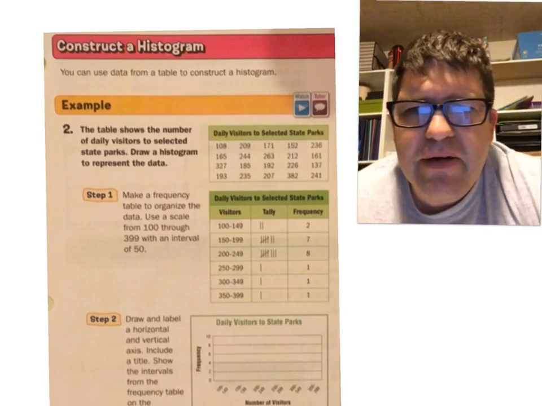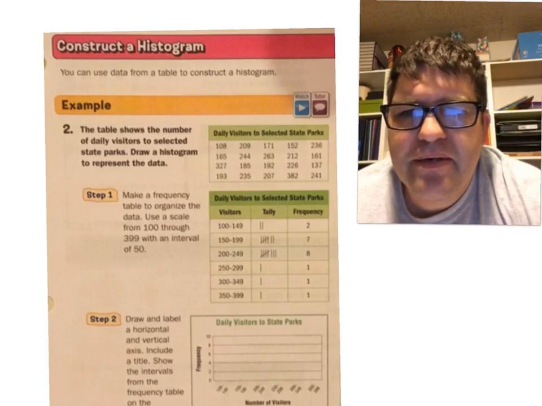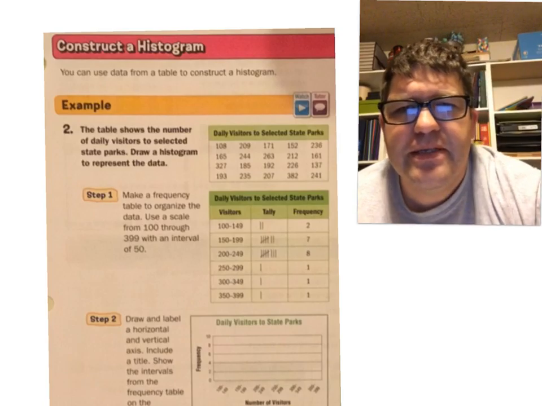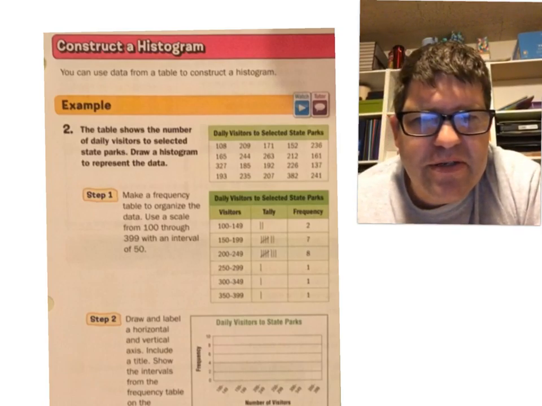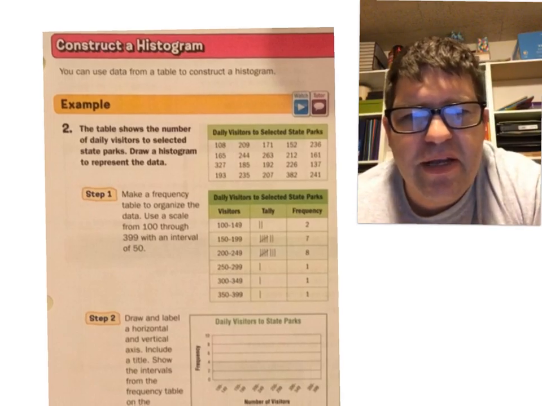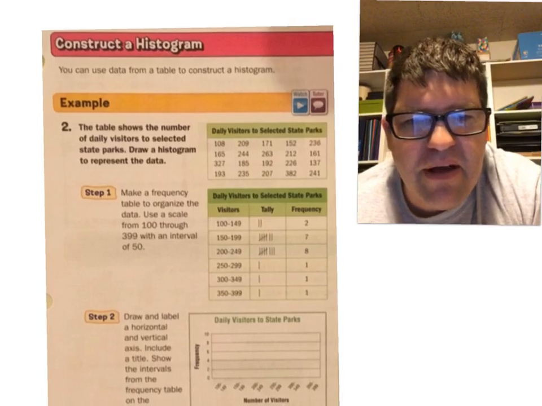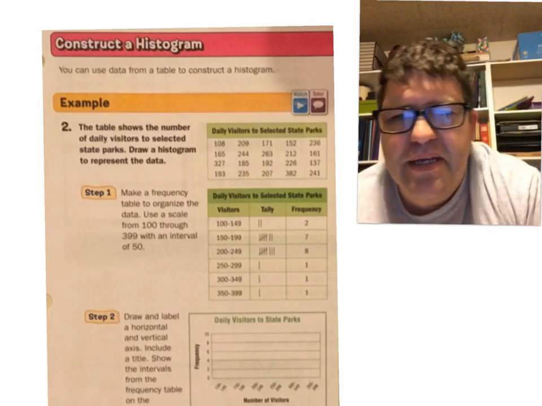All right, now we have some data here, and we're going to construct a histogram. You can use the table to construct a histogram. So this table says daily visitors to selected state parks. So one state park had 108 on a day, 165, 327. There's all sorts of numbers here. So we're going to do a frequency.